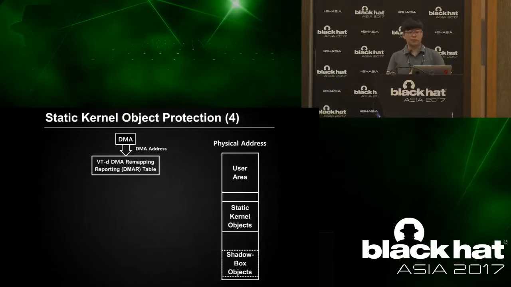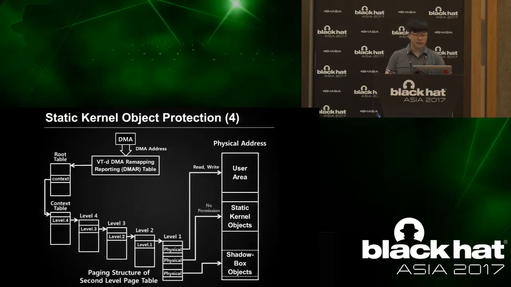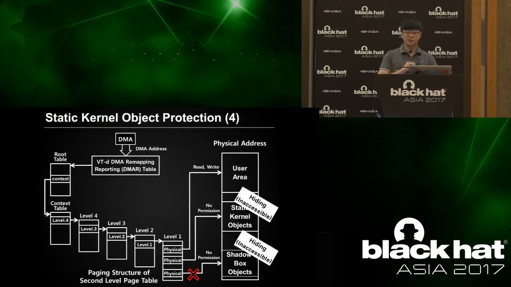And this is another memory protection technique using DMAR table in Intel VT-d. DMAR table is more complicated than EPT. However, the basic structure and concepts are the same as EPT. DMAR table maps DMA address to physical address and sets new permission. Shadowbox sets no permission to static kernel objects and Shadowbox for preventing DMA attacks. DMAR table can be protected by EPT, so Shadowbox locks DMAR table to prevent unauthorized modification.